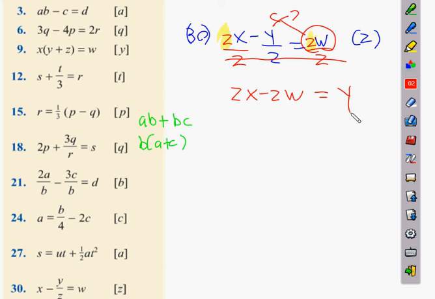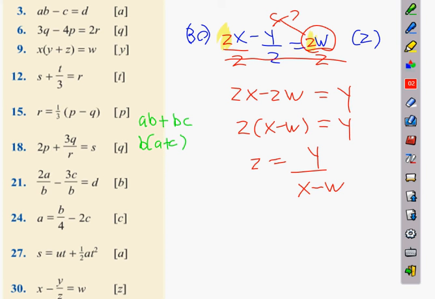Now what do I do? Z bracket X minus W equals Y. Then Z equals Y over X minus W. That's you done.